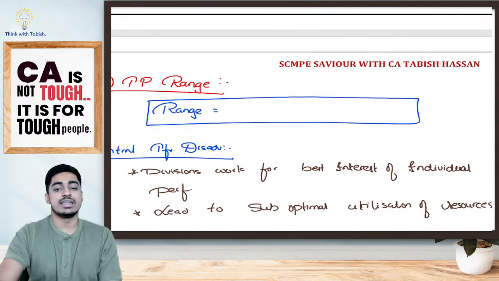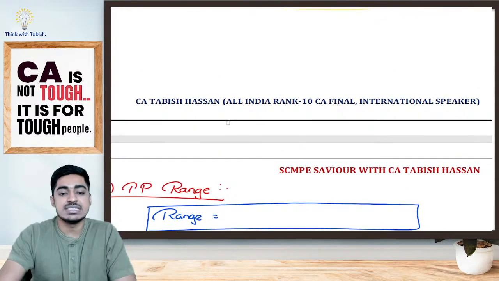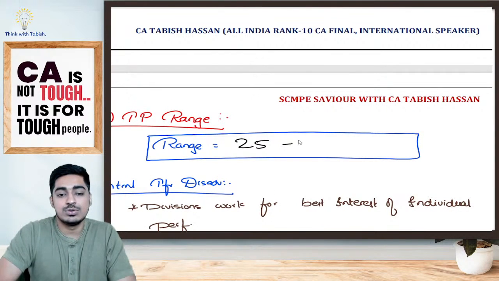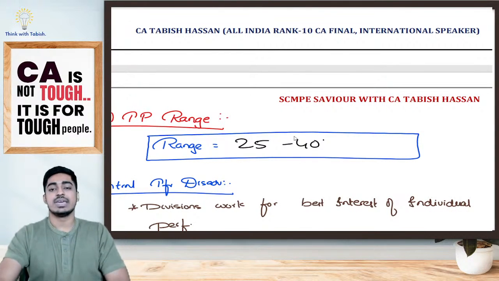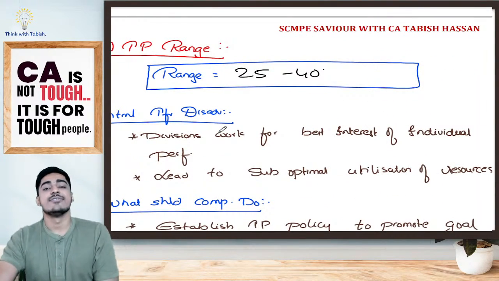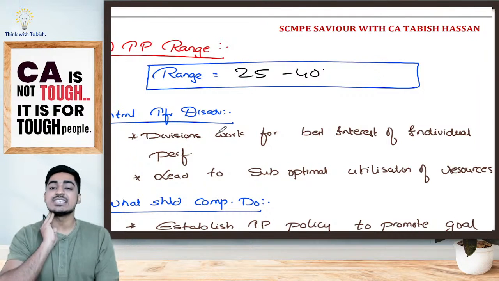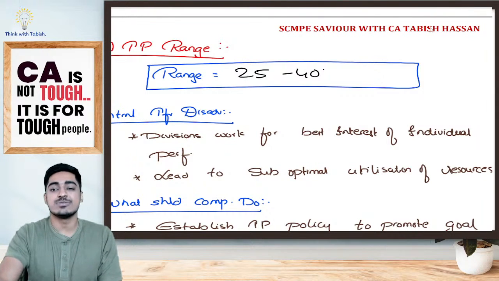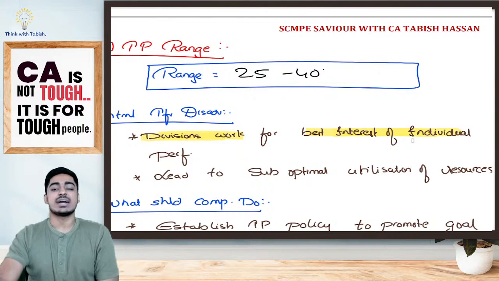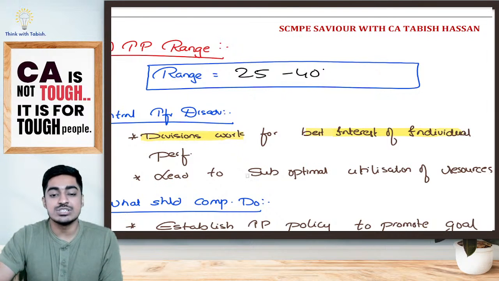So again we are telling the divisional transfer price, the transfer pricing range we've already calculated is 25 rupees to 40 rupees. And again some theory we need to tell. What do we need to tell? See, when internal transfer happens, what all disadvantages do we have? Yes, every division is working for their own interest. They are not thinking about the company. What will happen? It will lead to a situation of suboptimal utilization of resources.